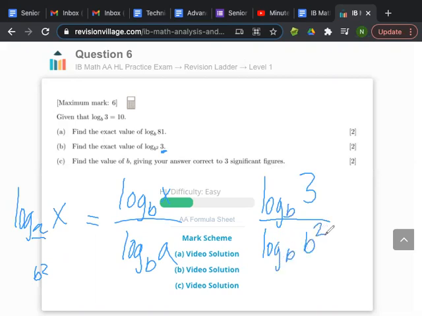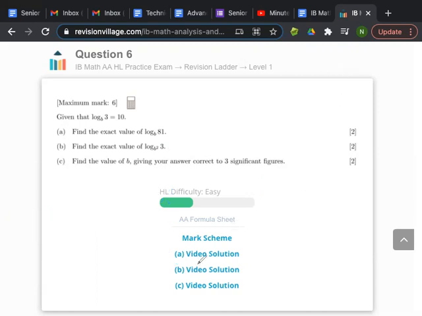Everybody with me still so far? So then 10. So I have 10 over log base b of b squared. And then maybe they didn't do change of base. Let me check. I would do change of base and then conversions.